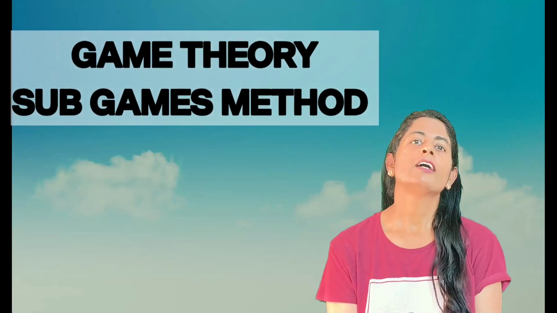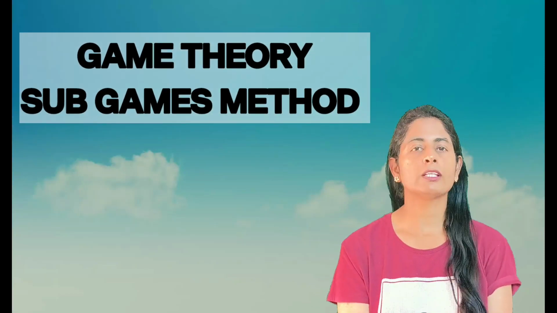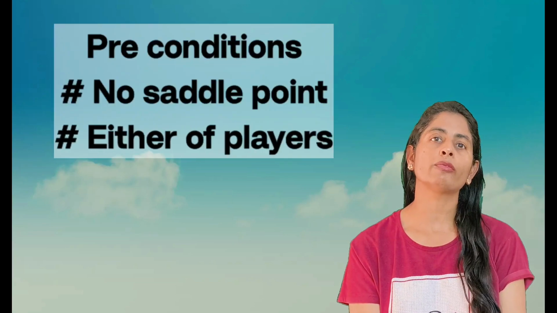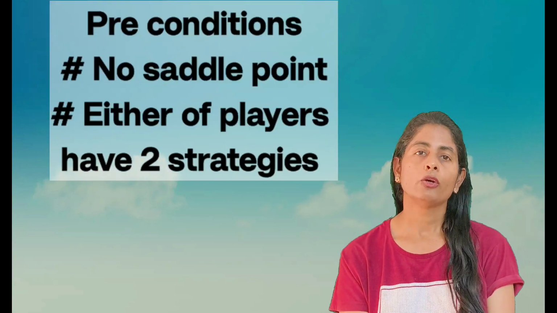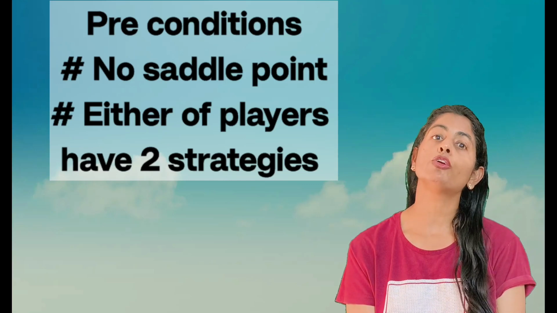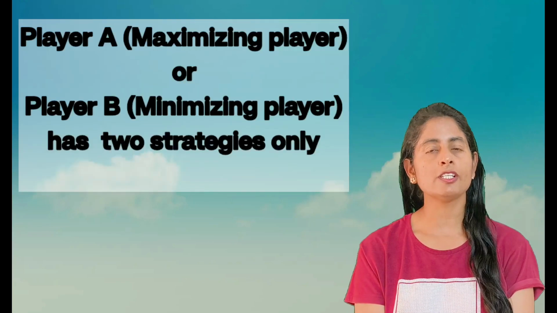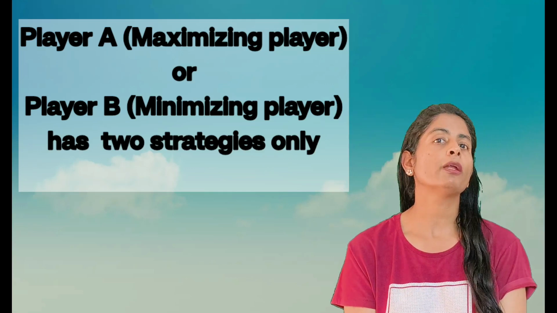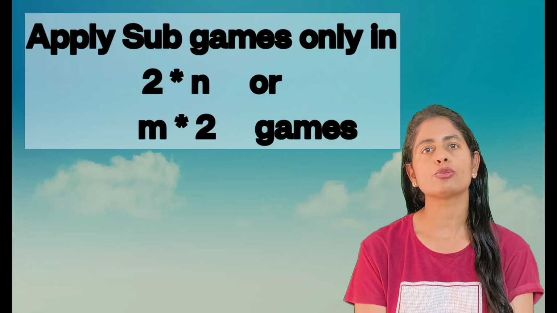Hello students. In the series of the game theory videos, the next topic that we are going to cover is the subgame method. Now the subgame method is applicable only when you have either two rows or two columns, which means that either of the players, whether player A or player B, should have two strategies only. So if player A has two strategies, player B may have more than two strategies, that can be 3, 4, 5, or player B may have two strategies.